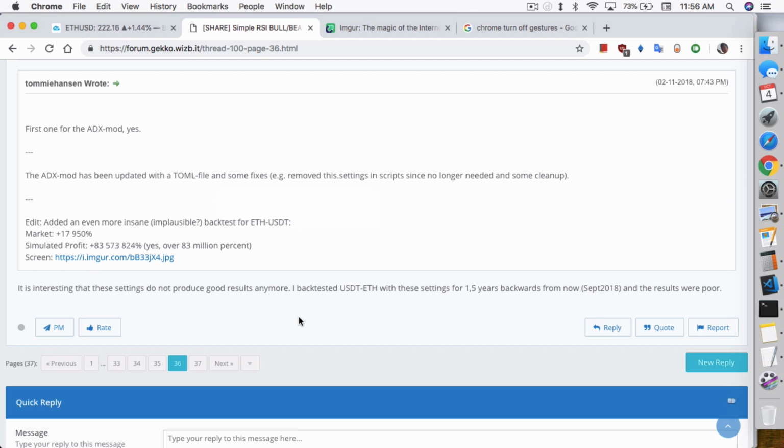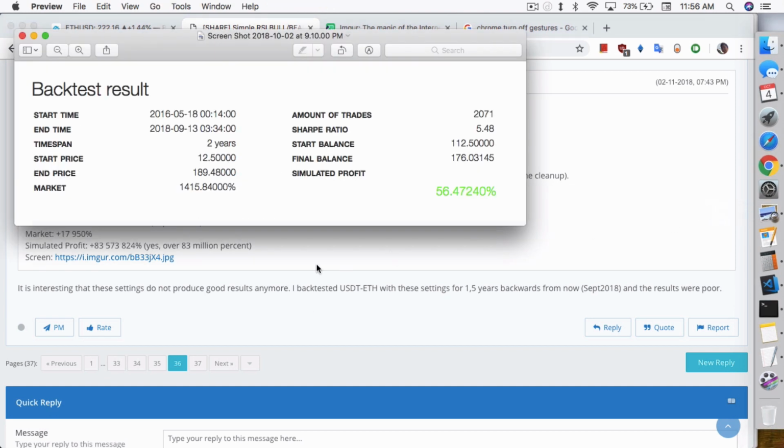I mean, he just said it and I'm like, is it really that bad? I had to backtest for myself, and I did. And these are the results. Surprisingly, it's not exactly the same time frame, just because I only get so much backtest data for the USD and Ethereum trade pair.